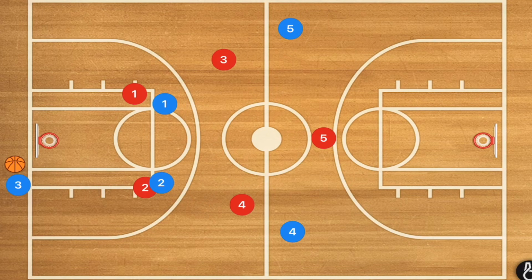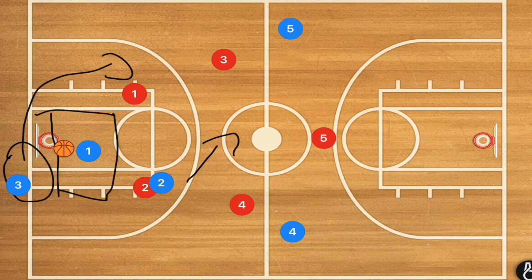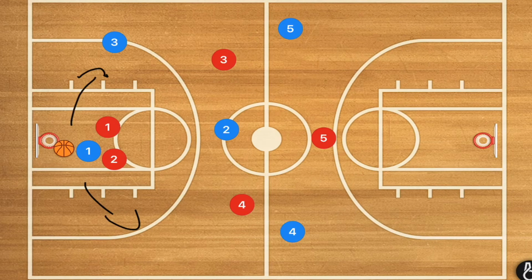So the strategy that we're going to be running today is once we get that inbounds pass, we're going to try and get it somewhere in the middle. This inbounding player needs to go over towards this side, and player 2 needs to then go into the middle once that pass goes. Because what's going to happen now is player 1 and 2 are going to be trapping, I should say double teaming, to try and force that ball towards the sideline.